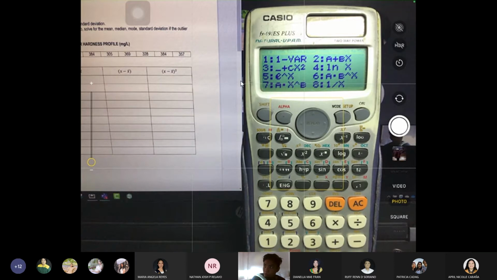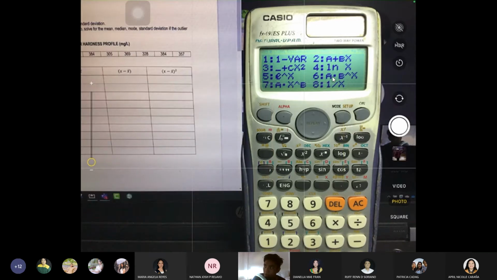Number 3 is something plus cx square. So that is for quadratic equation. Number 4 is for logarithmic function. 5 is for exponential functions. 6, 7 is for exponential functions then, na iba yung base and iba yung exponent. And then for 8, we have the inverse function of x. So basically, that's 1 over x lang.